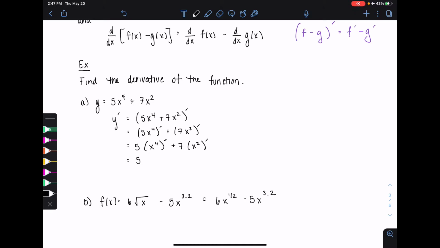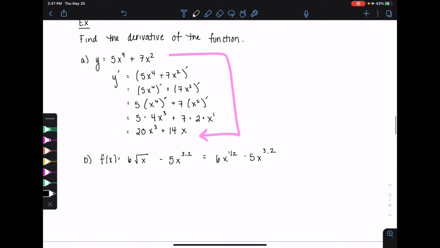Using my power rule, the derivative of x to the 4th is, we bring the power down, decrease it by 1. Same thing, derivative of x squared, bring the power down, decrease it by 1. So you get 2x to the 1st. So this gives us 20x cubed plus 14x. Now realistically, again, you do not need to go through this process. You can jump right to here. This just shows you why you can go through it.